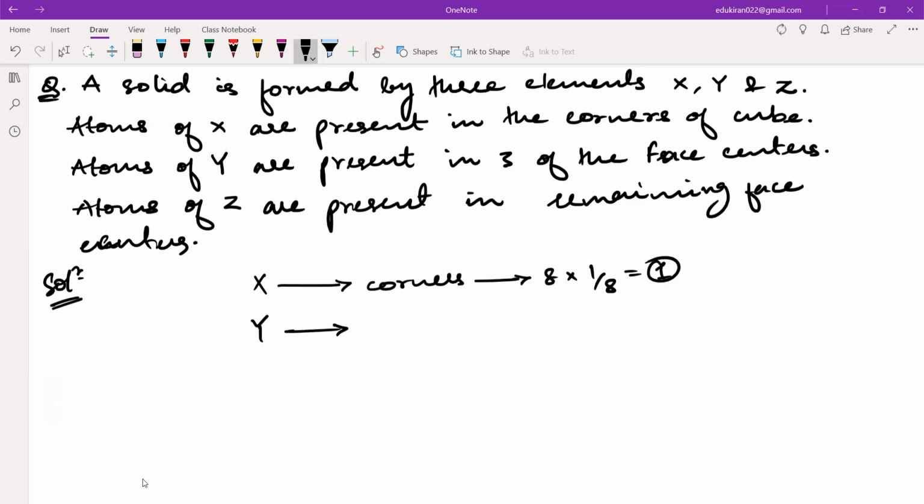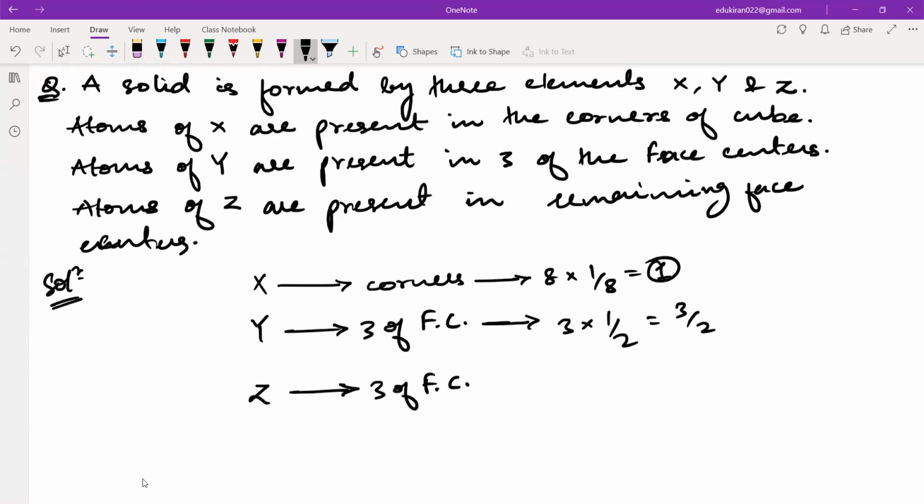Y is at 3 of the face centers, right? So 3 face centers means we have 3 into the 1 by 2 contribution. 3 into 1 by 2 will be equal to 3 by 2, right? Correct. Then you have Z. These are present at the remaining 3 face centers. We have 6 faces. So again, 3 into 1 by 2, which will be equal to 3 by 2.